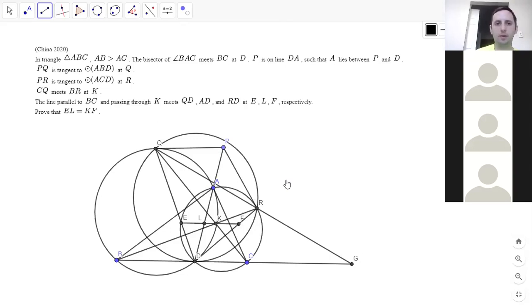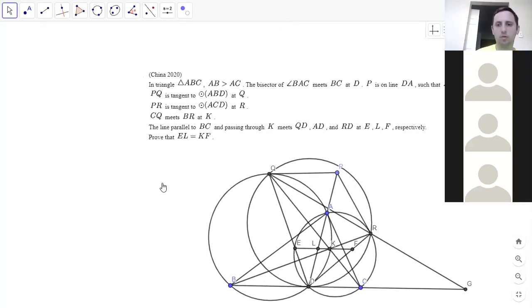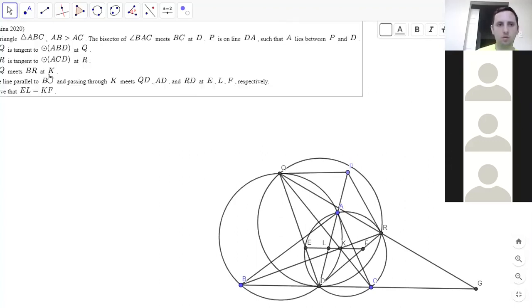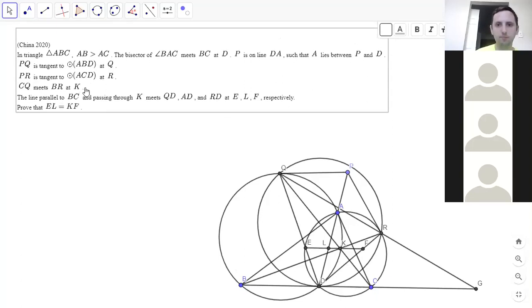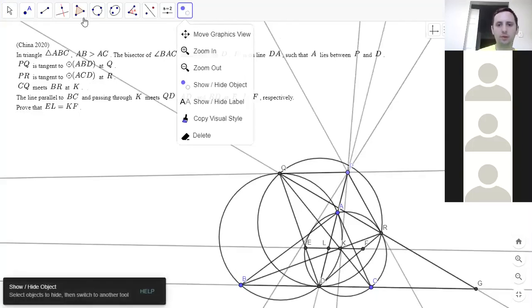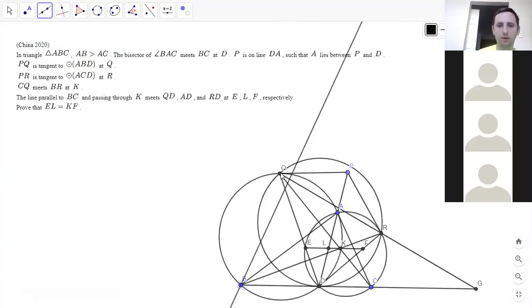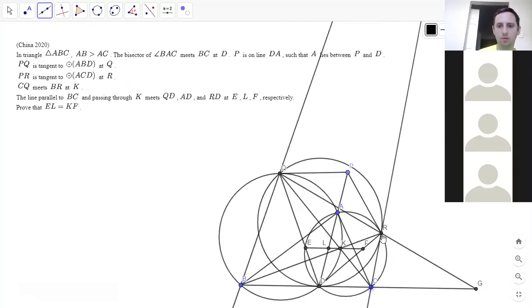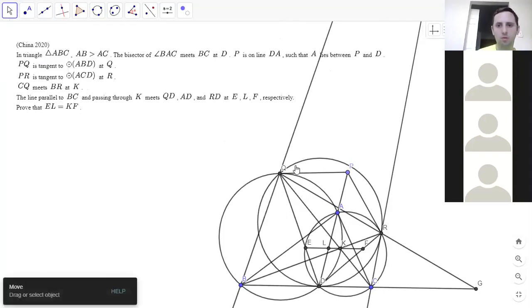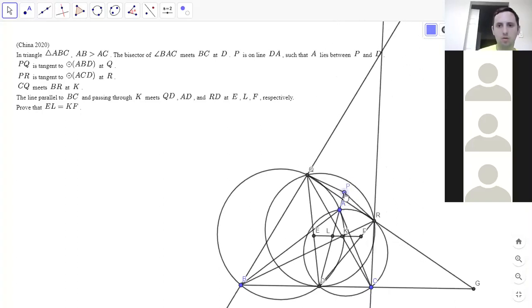Okay, let me try to write this out a little bit. So in order to use trig-Ceva, should I first label the intersection of BQ and CR? So I guess what triangle are we using trig-Ceva on? I guess we use trig-Ceva on ABC, right? On ABC.